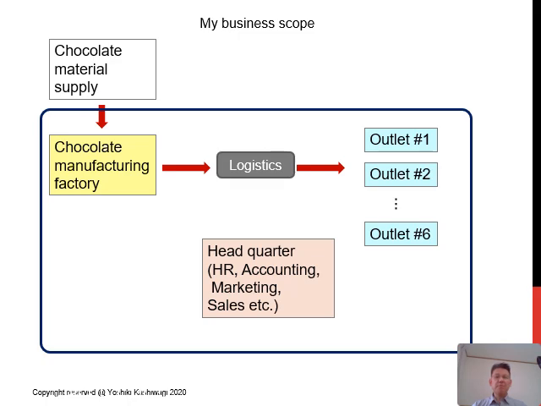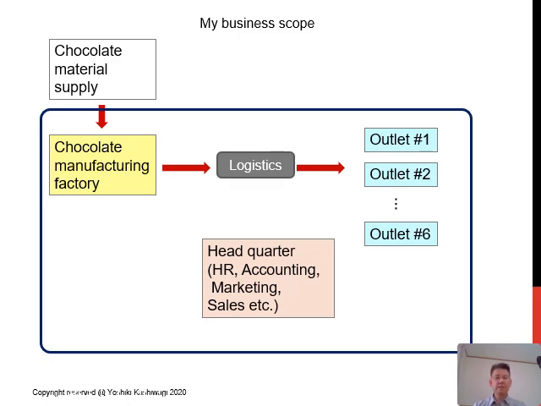The first step when you make a business plan is to define the entire scope of business, which we discussed last week. And then the next step is to define the scope of your business. In my case, the blue box shows the scope of my business assumption. So in my case, I excluded the chocolate material suppliers because my business will buy some material or ingredient of the chocolate from an external supplier. That's my basic assumption. But my business includes chocolate manufacturing factory or factories and logistics function. And as a selling function, we own the 6 outlets. And obviously, we have some headquarter functions such as HR, accounting, marketing, and sales, etc.